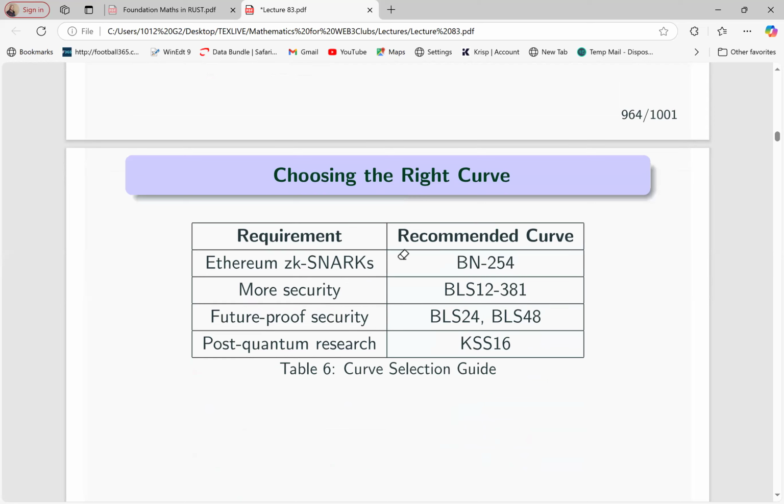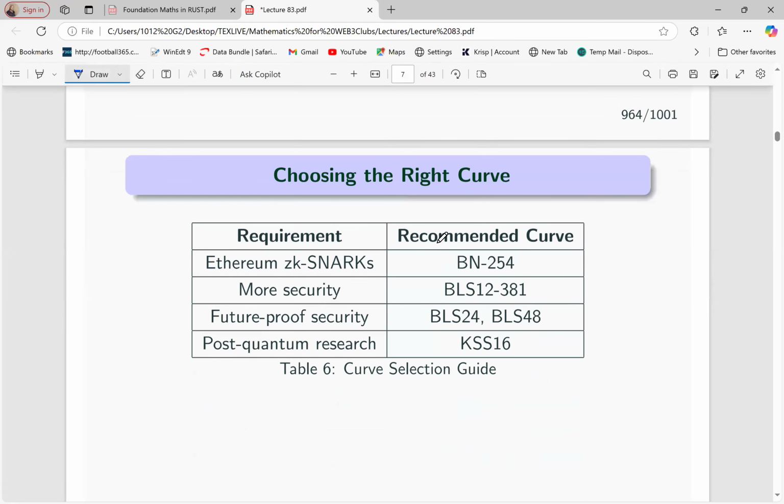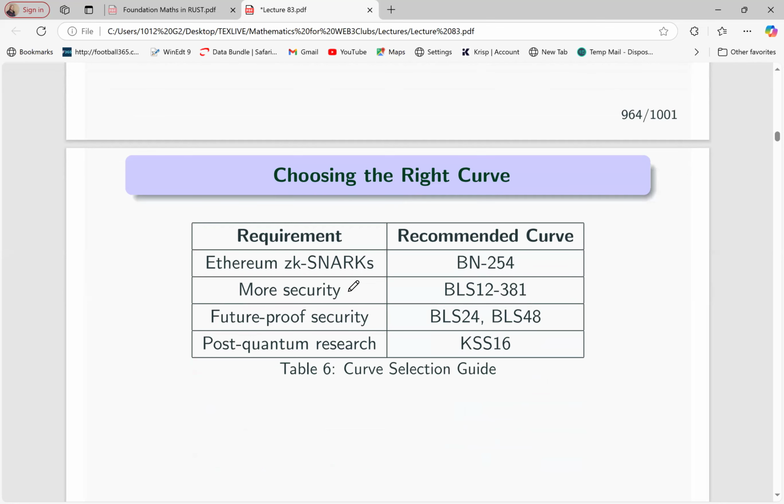Now, the reasons they are used or why they are recommended, I've included them here. And of course, most of the reason is just security, looking at elliptic curves that will give us security and so on.